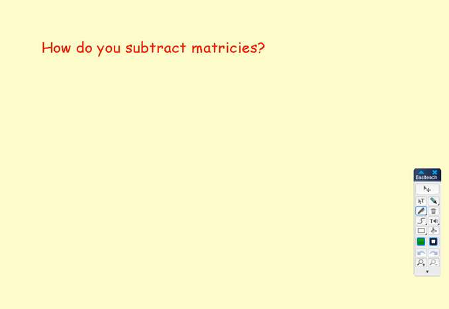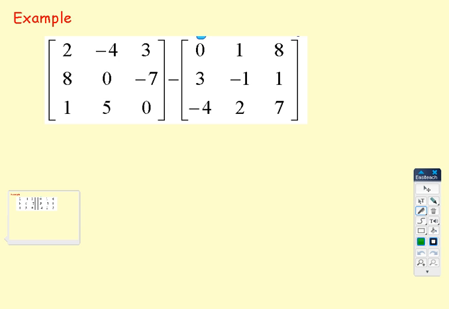Subtraction has the same idea as addition. You have to subtract the corresponding entries. The difference with subtraction is we know that when you subtract integers, you can add the opposite. So it makes it a lot easier if you just change this to an addition problem and make these all the opposites. There's no opposite of 0, but -1, -8, -3, +1, -1, +4, -2, -7. Okay, so I'm just adding all the opposites.